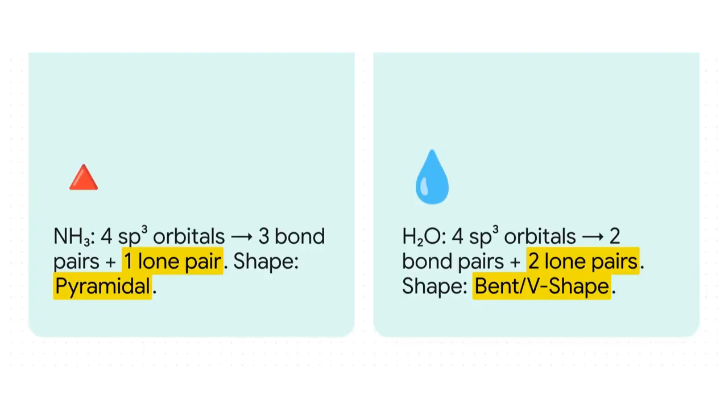And here's a really interesting point. Both nitrogen in ammonia and oxygen in water are sp3 hybridized. If you use the shortcut formula, you'll see the H number is 4 for both. But their shapes are different. Why? Because in ammonia, out of the 4 sp3 orbitals, 3 form bonds and 1 holds a lone pair, giving it a pyramidal shape. And in water, out of the 4 sp3 orbitals, 2 form bonds and 2 hold lone pairs, giving it a bent shape. So same hybridization, but a completely different story when it comes to shape.